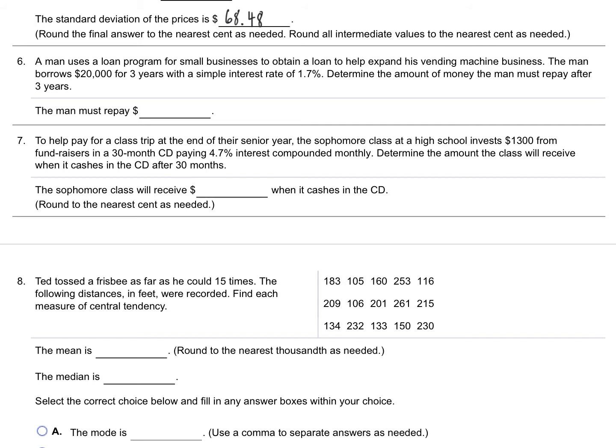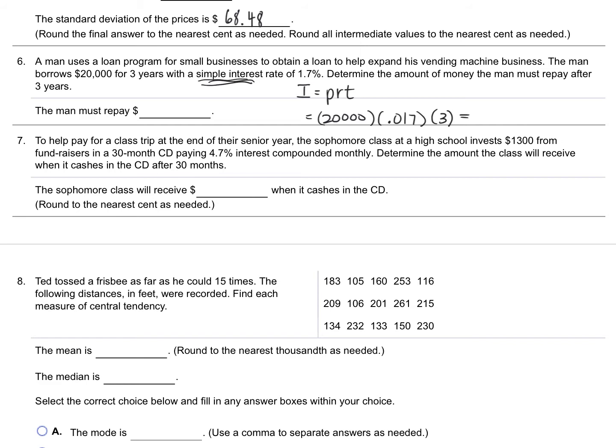Number 6. A man uses a loan program for small businesses to obtain a loan to help expand his vending machine business. The man borrows $20,000 for 3 years with a simple interest rate of 1.7%. Determine the amount of money the man must repay after 3 years. So here the key is simple interest. Interest is equal to principal times rate times time. So your principal is $20,000. The rate is 1.7%, so that would be 0.017 as a decimal. And then the time is 3 years.